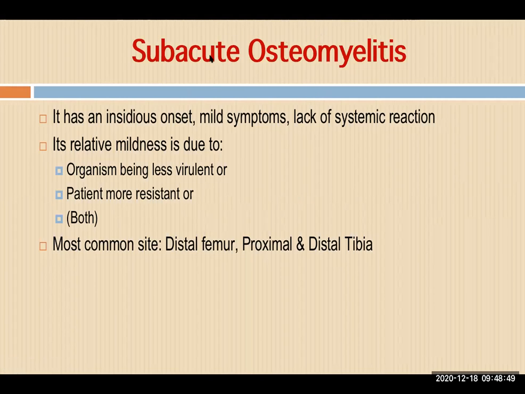Now, the most common sites for the development of subacute osteomyelitis are the distal end of the femur, the proximal end of the tibia, and even the distal tibia. So the sites are a bit similar to acute osteomyelitis.